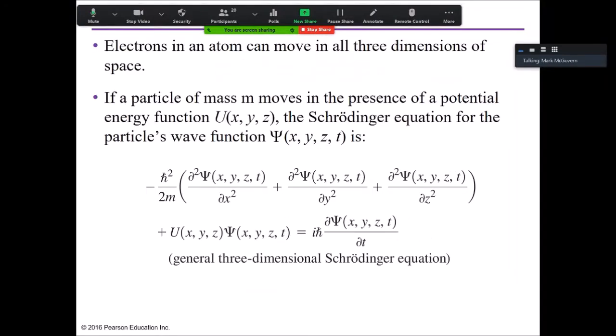Okay, so the next step in what we do here is trying to imagine how things are going to be done three-dimensionally. Three-dimensionally.